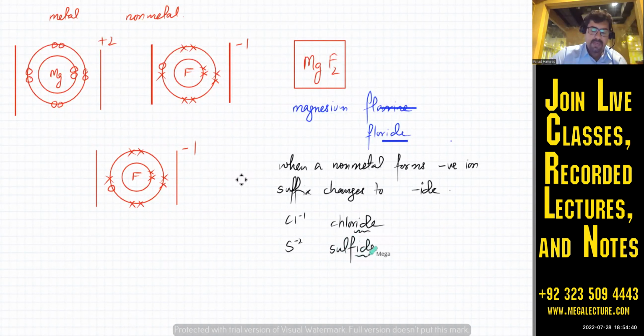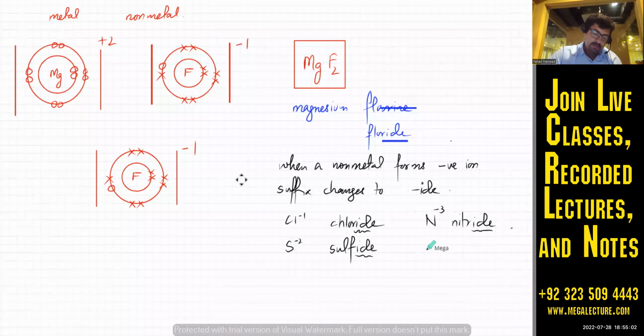The end will be ide. If I have nitrogen, but now it's a negative ion with a -3 charge, instead of nitrogen, it's going to be called nitride. So remember, what does this ide mean? Ide means that the element is now a negative ion. It's no longer a neutral atom. It's a negative ion. Phosphorus will become phosphide. If P has a charge of -3, the end changes, and it's going to be called phosphide.